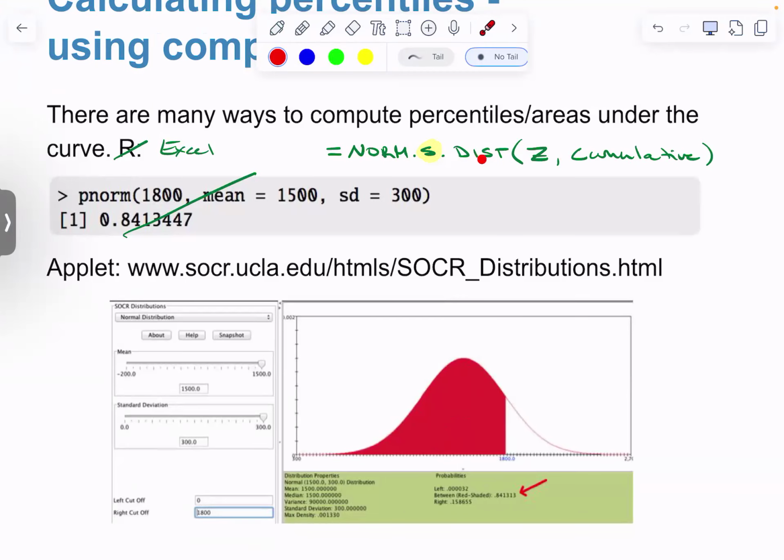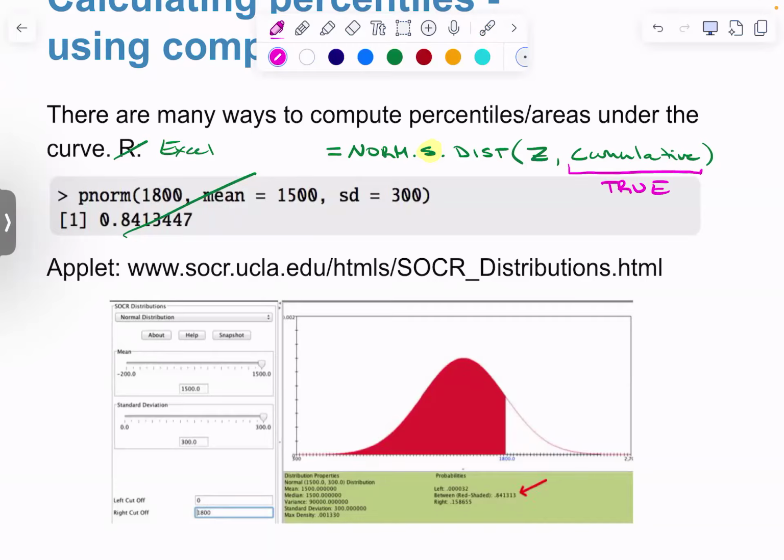So the norm.s.dist, we give it a Z, right? And there are versions of it where you give it the X and the mean and the sigma, and it calculates that Z in the background for you. But I think it's nice in the beginning that we see the Z. So here you enter your Z, and for us, this cumulative is always going to be true. For the normal distribution, it will always be true.